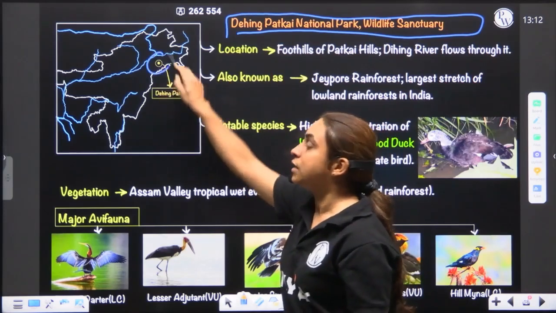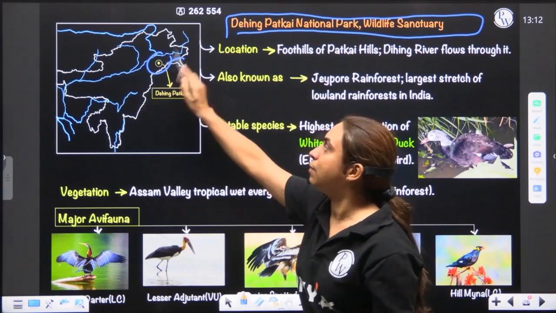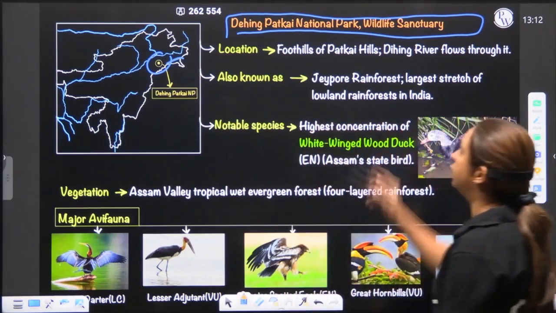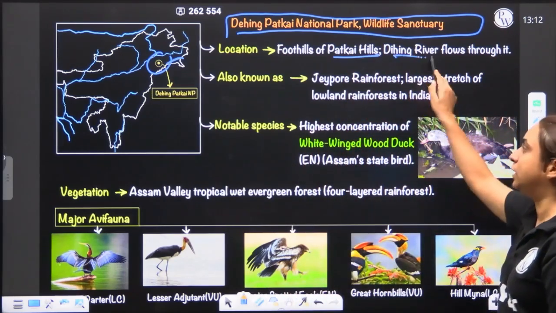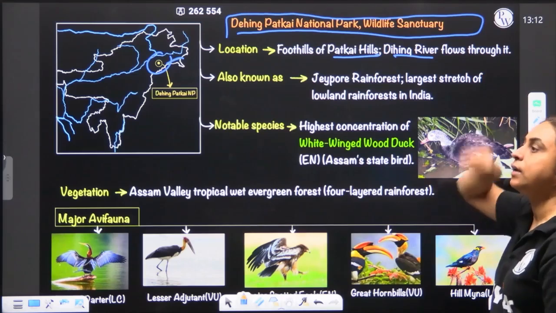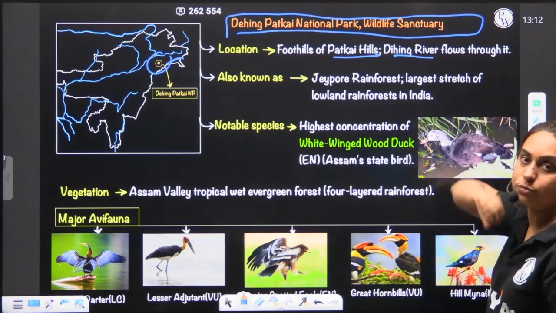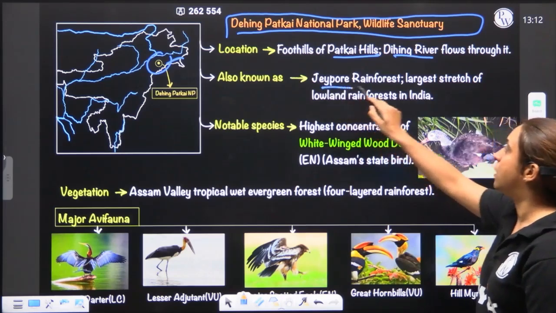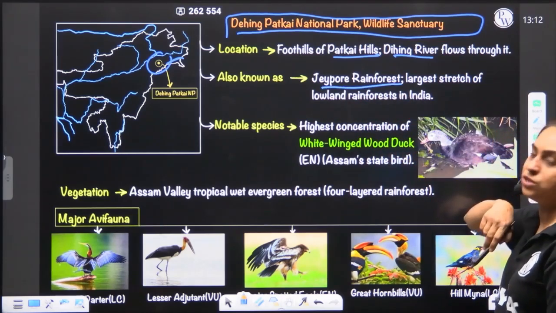Again, it is below Patkai Hills, Patkai Bum ke thoda niche, you have Dibang Patkai National Park. It is at the foothills of Patkai Hills. The river Dihing flows through it. Not Dihang, Dihing hai. The Dihing is also a tributary of Brahmaputra River. This is also known as Jaipur rainforest.